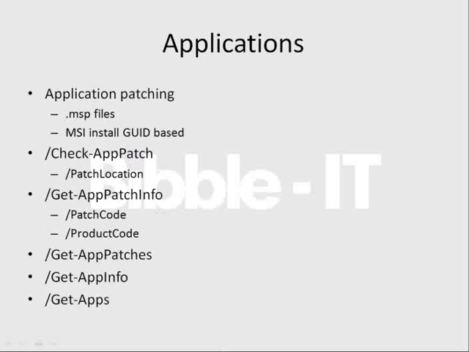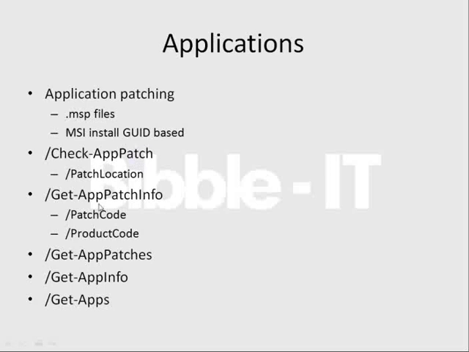So for managing applications, we've got the ability to install .msp patches against MSI installed applications. If you've ever used MSPs or MSIs from the command line, you'll know there's all sorts of horrible GUIDs that you need to provide in order to specify what package you're talking about. We've got switches: check app patch. That will tell you if a patch applies to an application installed in your image.